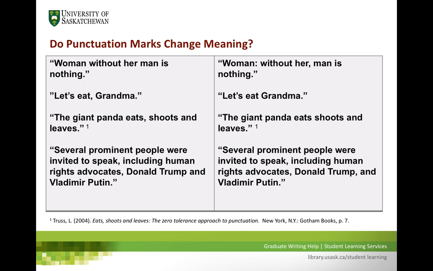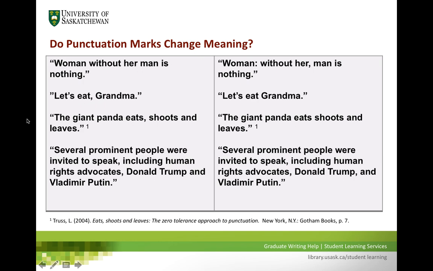Okay, the first one. Woman without her man is nothing. And the second one. Woman, without her man, is nothing. Totally different meaning, isn't it? We've just added the colon here and the comma, and we have really the opposite meaning from the first sentence. So here you can see that punctuation marks can and do change meaning. The second one, let's eat Grandma. And let's eat, Grandma. So having the comma in the first one changes the meaning entirely.